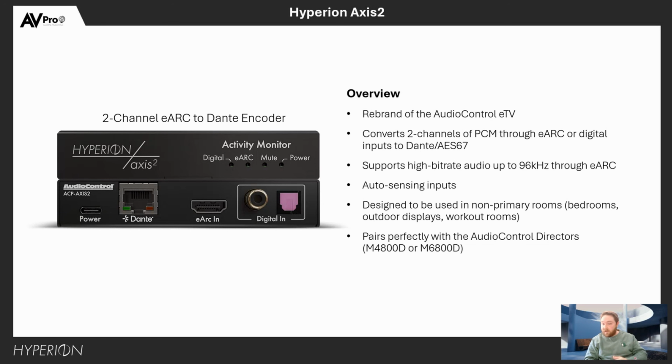So a great example of that is pairing it with a Director, right? You can pair it with a 4800 or a 6800D, depending on how many output zones you need. And that's a pair that is perfect for doing 2-channel distribution in all your different zones and pulling that back into a Director and distribute that and matrix that to all the different zones in the home.